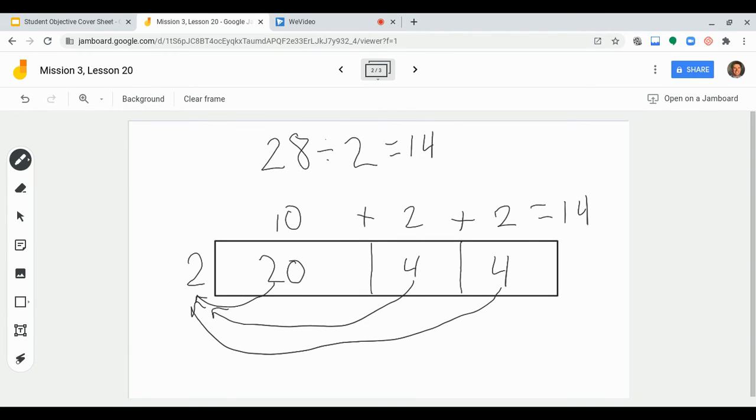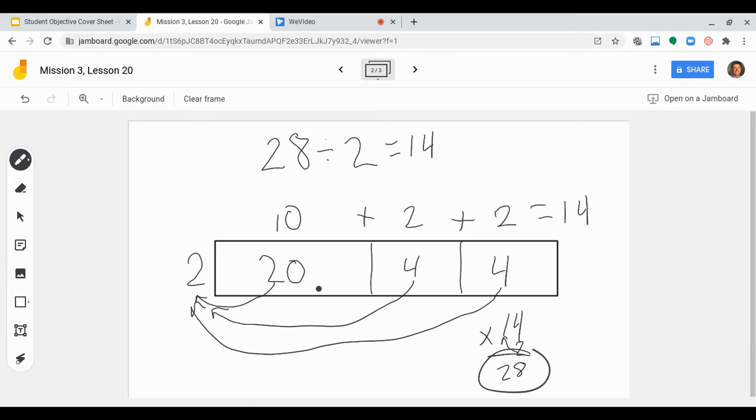And again, how can I check this? Well, area model, length times width. So 14 times 2 should give me 28. 4 times 2 is 8. 2 times 1 is 2. 28. There you go. 28.